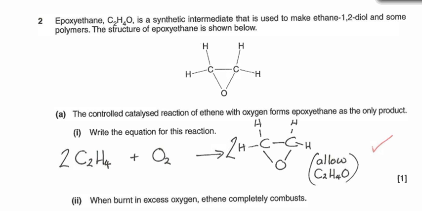F322 June 2012. It's May in fact, but June 2012. Question 2. What I'm going to do here is just have a quick run through this question because it's got a mechanism in there which looks pretty scary, and just talk through some of this. So epoxy ethane, C2H4O, is shown here. It's used to make ethane-1,2-diol and some polymers, and it shows you the structure there.